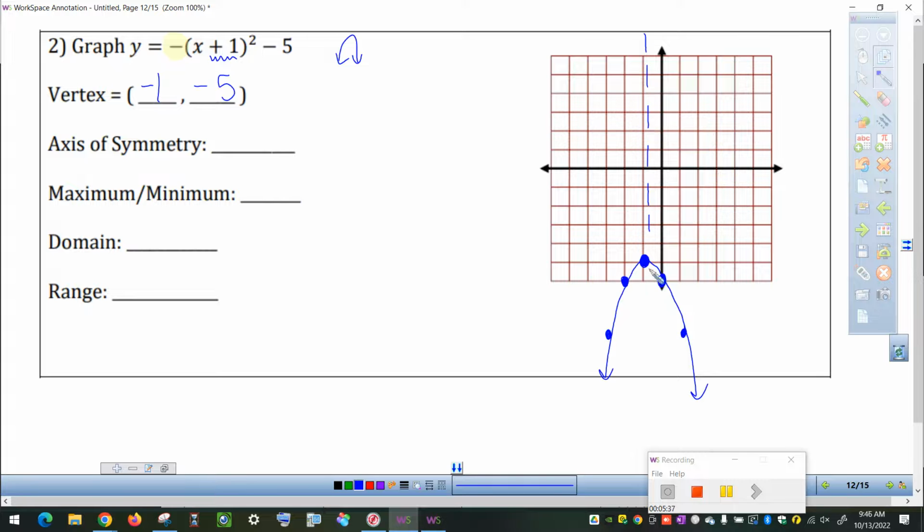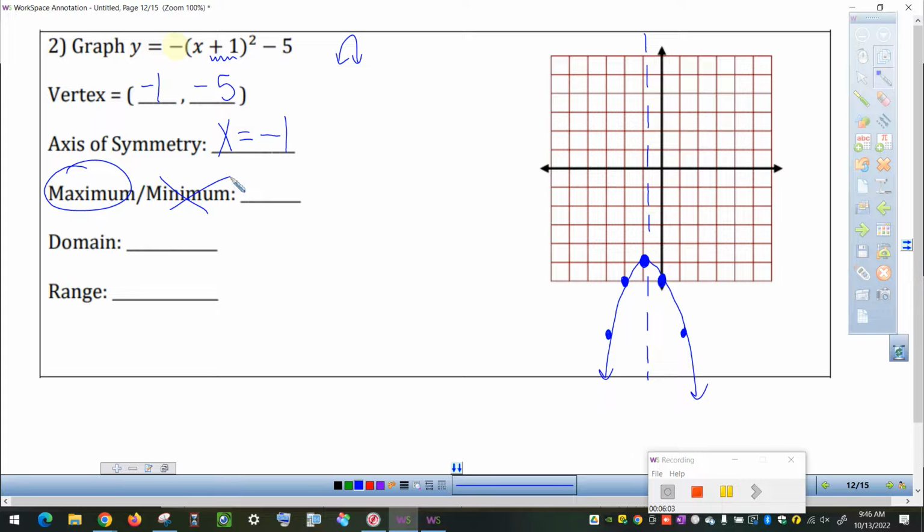All right, let's draw in our axis of symmetry. We know that the axis of symmetry is always going to have an x equals in front. What would the value be here for the axis of symmetry? X equals what? -1. Beautiful. Does this one have a maximum point or a minimum? Yeah, now it's a maximum.